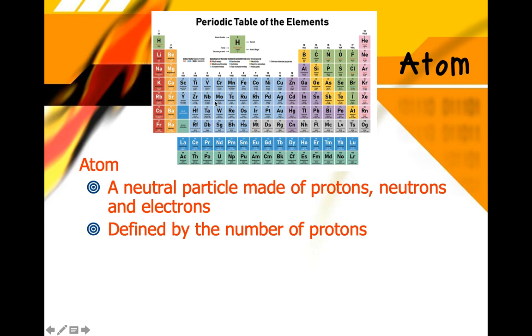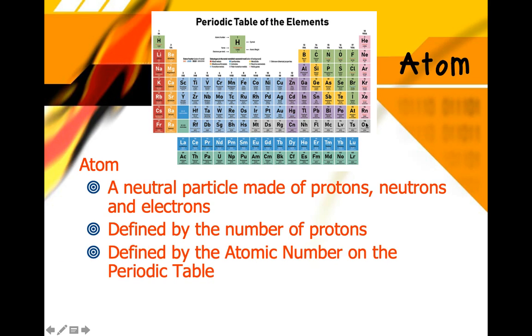The atom is defined by the number of protons. So every atom on the periodic table has its own number of protons. And this number here that goes in order 1, 2, 3, 4, 5, 6, all the way to 118, those are the number of protons. It's defined by that thing called the atomic number, the atom's number. The atom's number tells you the protons, which defines what atom you're talking about.